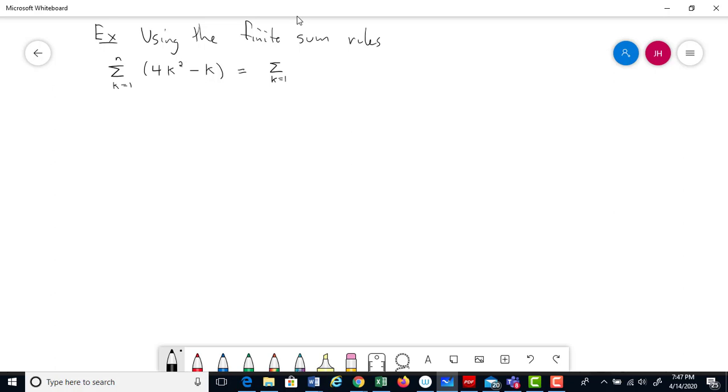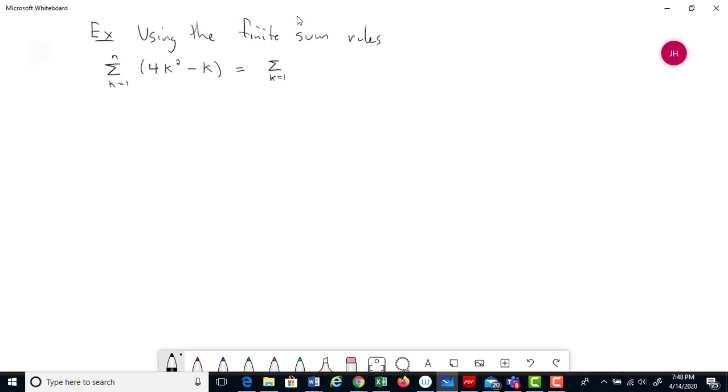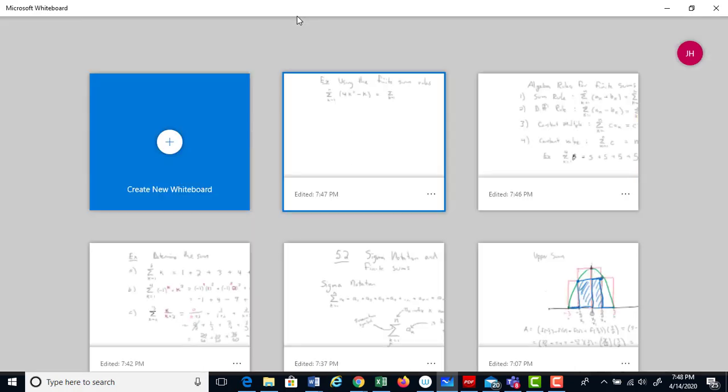Actually, do I have? I didn't give you common sums. Let's see if I have them here. Yeah, before I do this, let me give you some common sums. And then we'll be able to see if I can put it. No, it's going to have to be here.